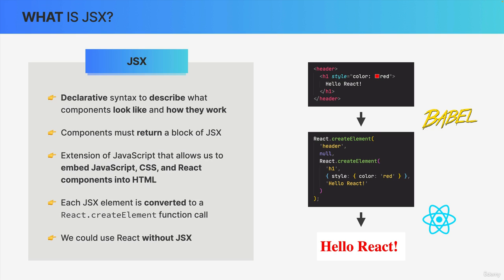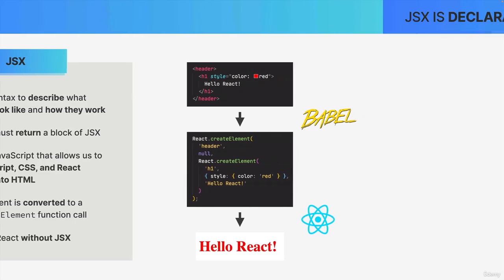So we could just manually write these createElement functions instead of JSX. But that doesn't look like a lot of fun, right? It also makes the code really hard to read and to understand, and so actually everyone just uses JSX. Alright, so now that we know what JSX is all about, let's go back to that first paragraph where I say that JSX is a declarative syntax. So what does it actually mean that JSX is declarative?